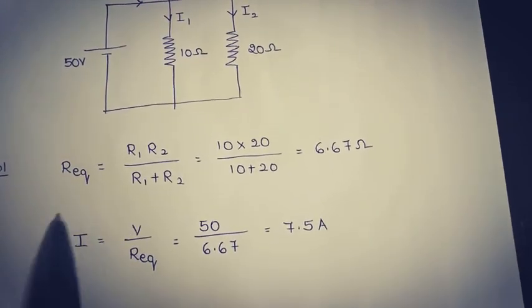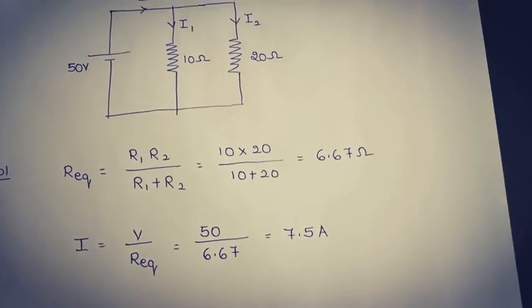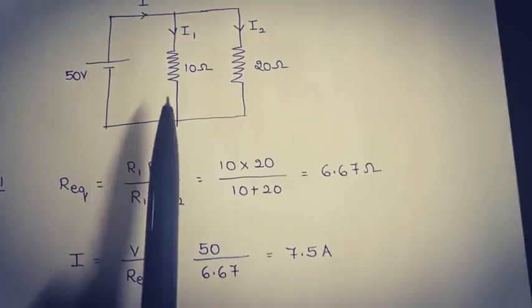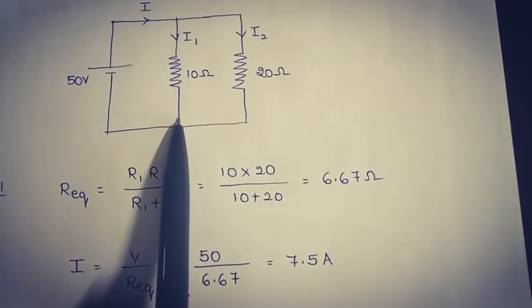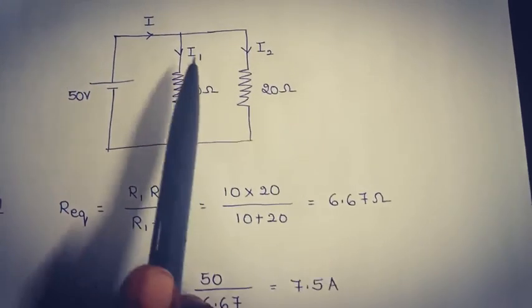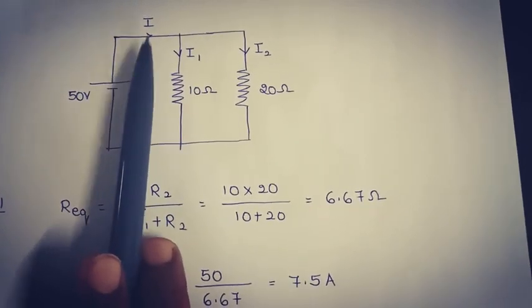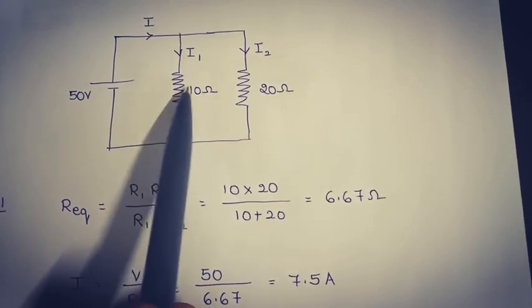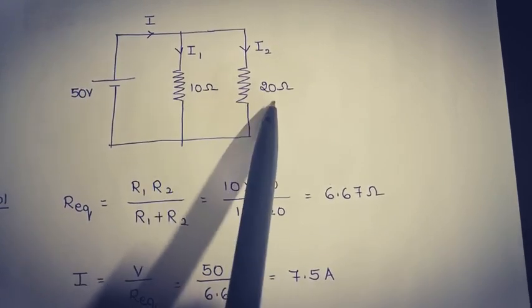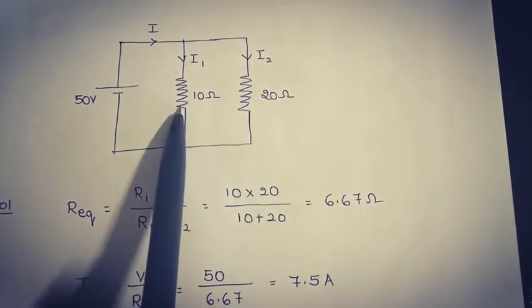After calculating the value of I, then we are going to determine the currents flowing through each resistor. When we want to find out the current flowing through the R1 resistor, the formula is I1 is equal to total current, that is I, into opposite resistance. The resistor which is opposite to 10 ohms is 20 ohms. Therefore, 20 by the sum of the resistances, that is 10 plus 20.